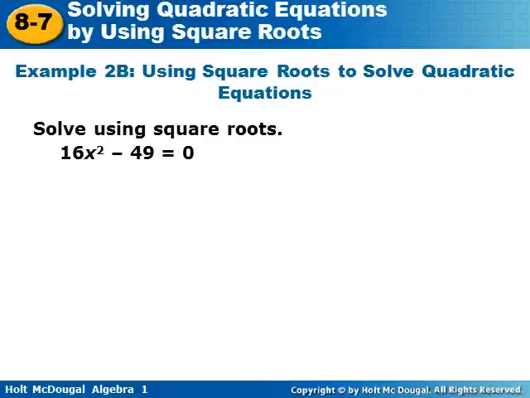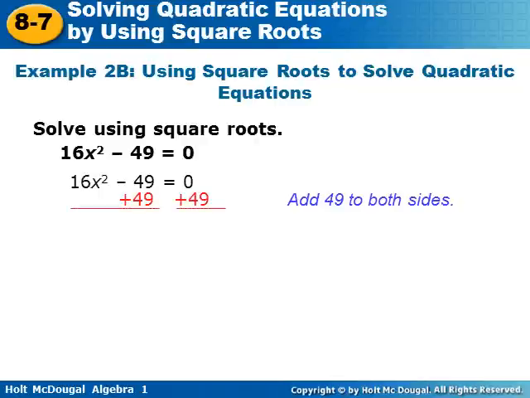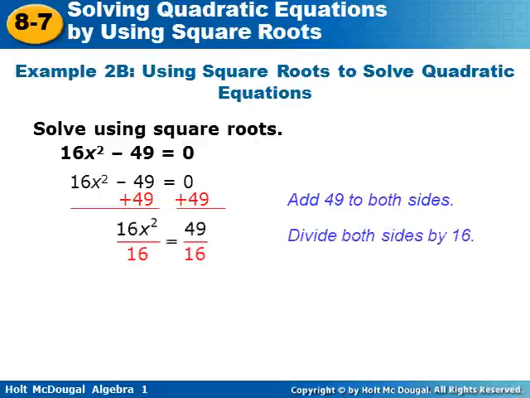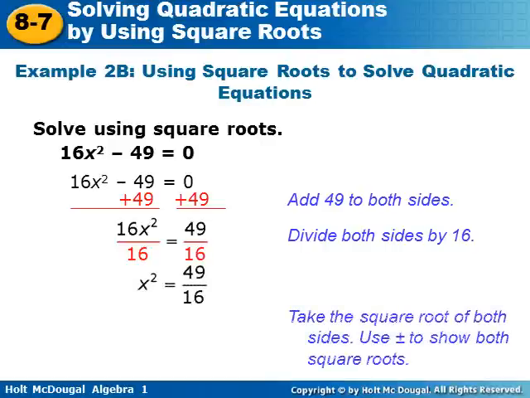Solve using square roots. 16x squared minus 49 equals 0. We're going to add 49 to both sides to isolate the x squared term, and we get 16x squared equals 49. Then we're going to divide both sides by 16, and we get x squared equals 49/16.